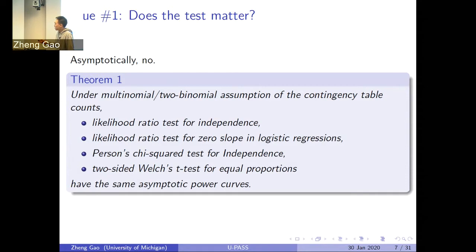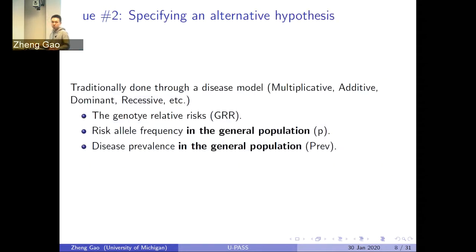So this is very comforting in a way, so that no matter what kind of test, these likelihood ratio tests and the logistic regression, Pearson's chi-square test, two-sided Welch's test, etc. All these tests have the same asymptotic power curve. So in human language, it doesn't really matter. The calculation still applies.